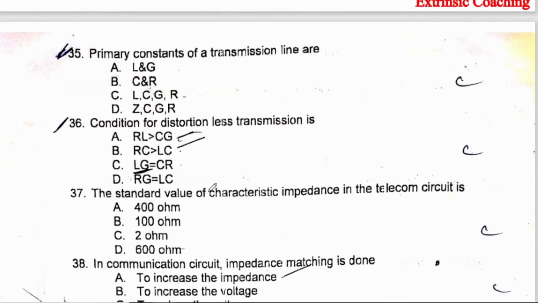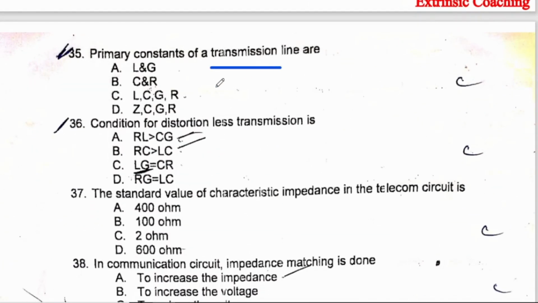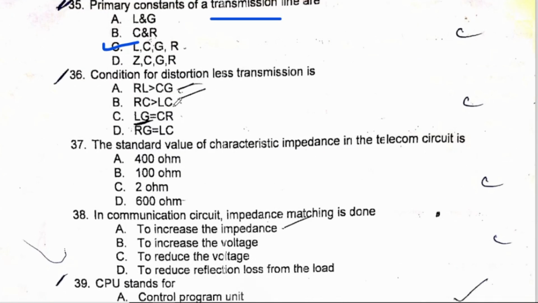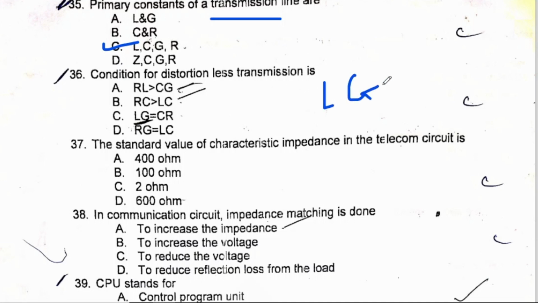Next question. Primary constants of the transmission line are RLGC. Here it is written in a different order, LCRG, but it is the same. C is the correct answer here. Next question, question number 36. The condition for distortionless transmission is LG equal to RC. So option C is the correct answer here.